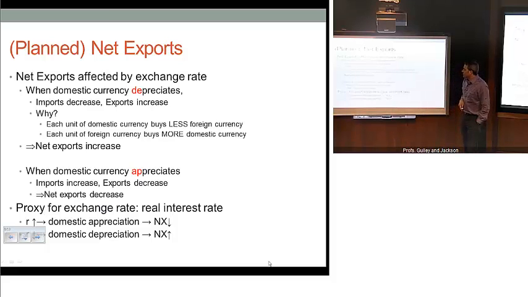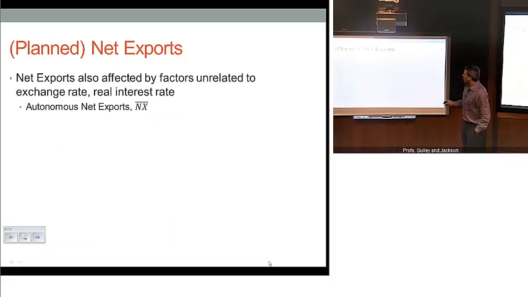So very simply, what will happen, and we'll learn more about this in chapters 17 and 18 when we look at foreign exchange markets, is that when the real interest rate goes up, we should expect the domestic currency to appreciate. And as we just saw, that means that net exports are going to fall, and vice versa. So at the end of the day, you would expect an inverse relationship between the real interest rate and our level of net exports. So what does all that mean?